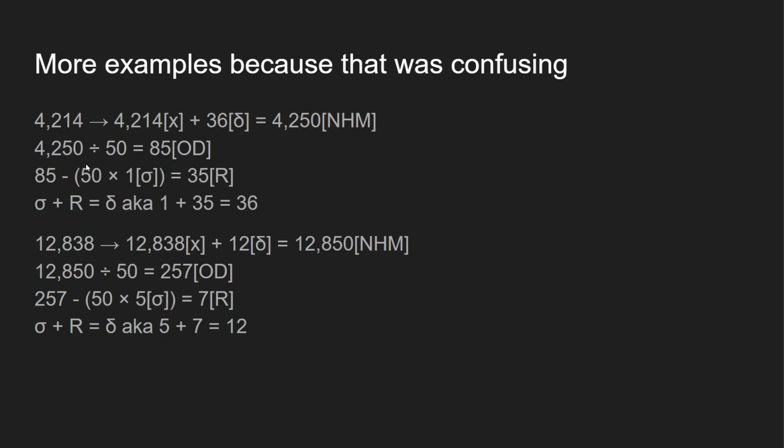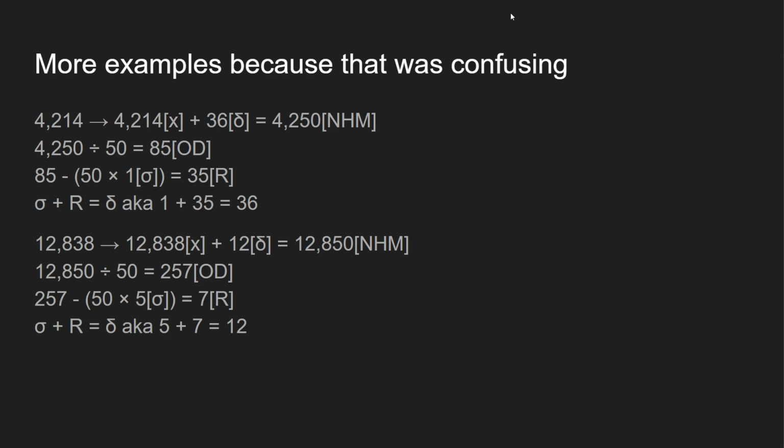So 4,214. So now we have our number x, 4,214. Our next highest multiple is 4,250, which is our next highest multiple of 50. And to get to that value, we have to add 36. So now we have our x, our delta, and our NHM. So our NHM, 4,250, we're going to divide by 50 and see what we get. In this case, we get 85.